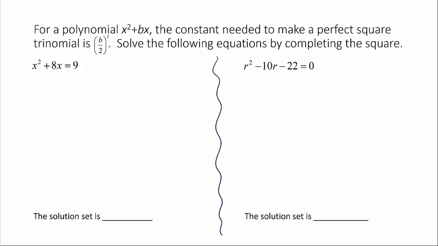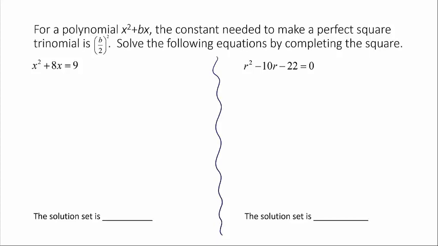In this video, I'm going to walk through the process of how to solve a quadratic equation by completing the square, and we'll do a couple of examples here. The first thing that I want to remind you of is that for a polynomial x squared plus bx, the constant needed to make a perfect square trinomial is b over 2 squared. That is the constant we're going to have to add on to it to complete the square.